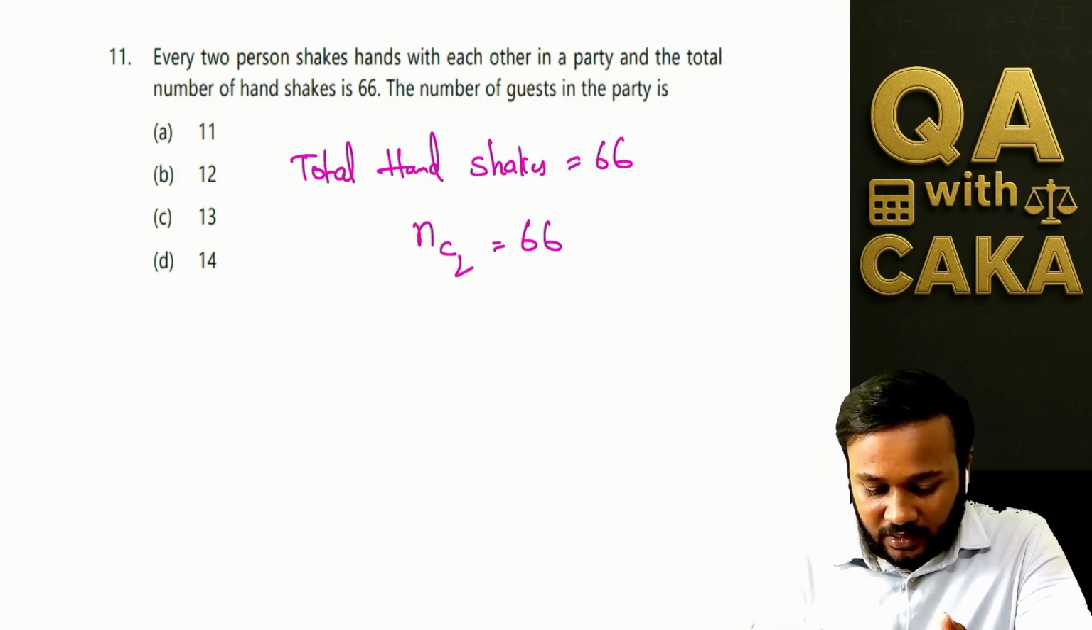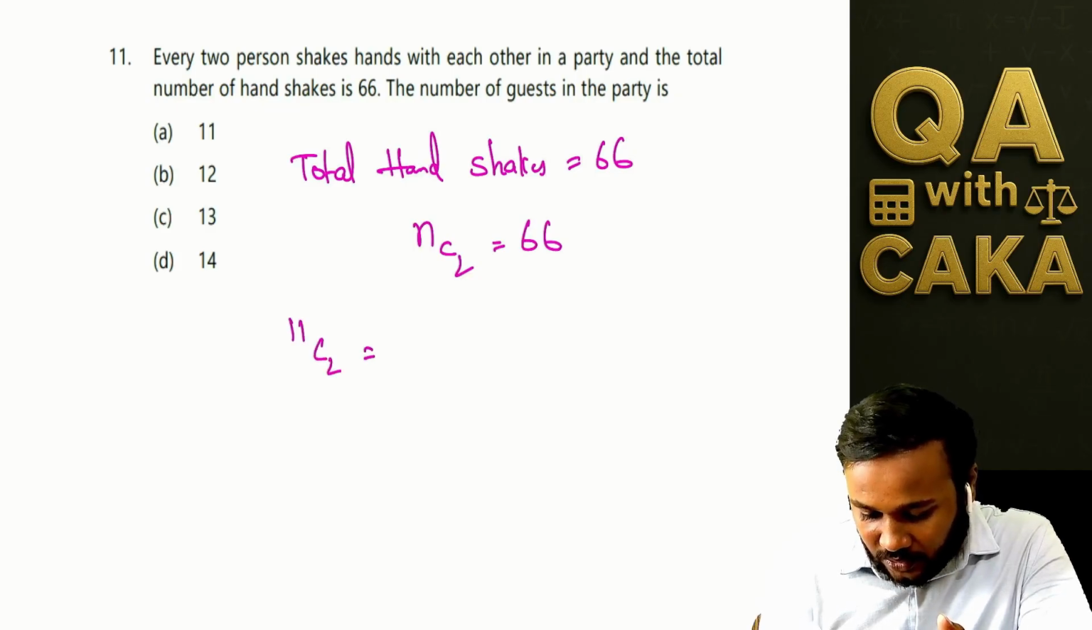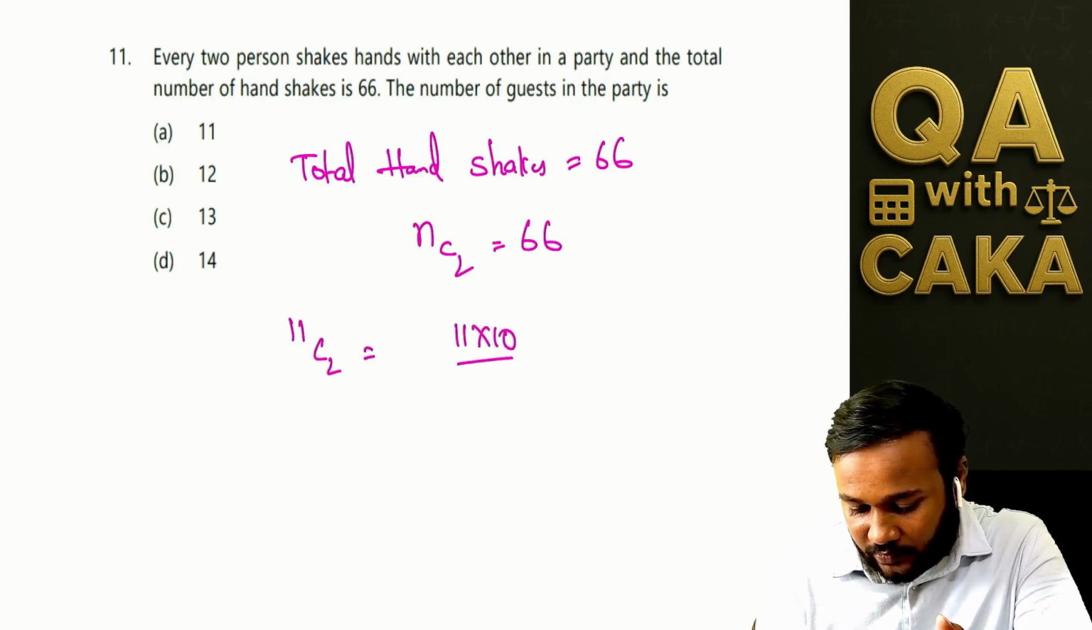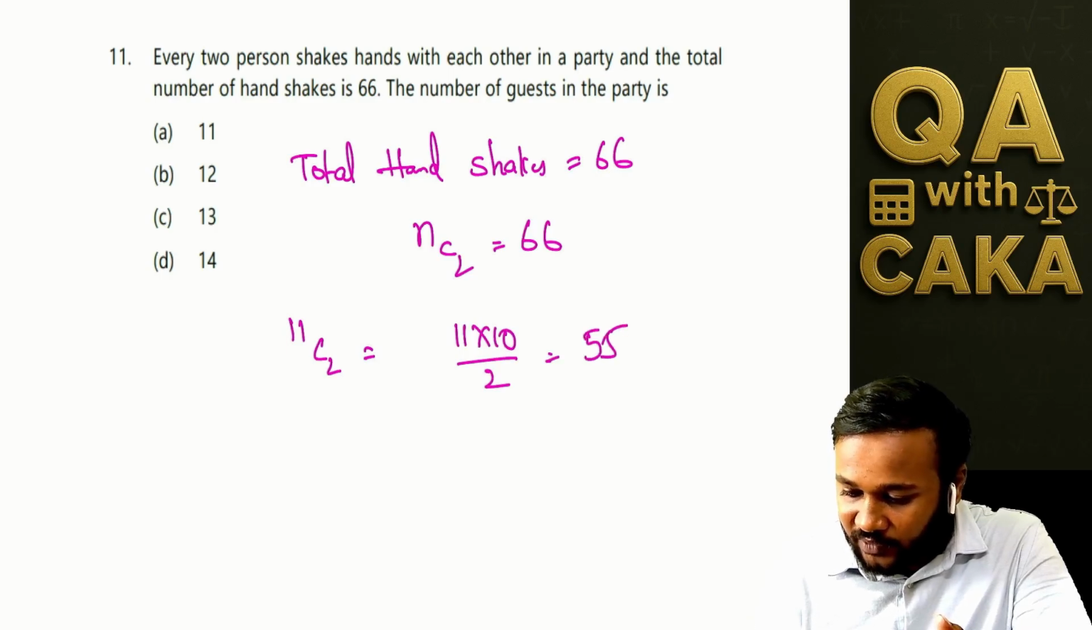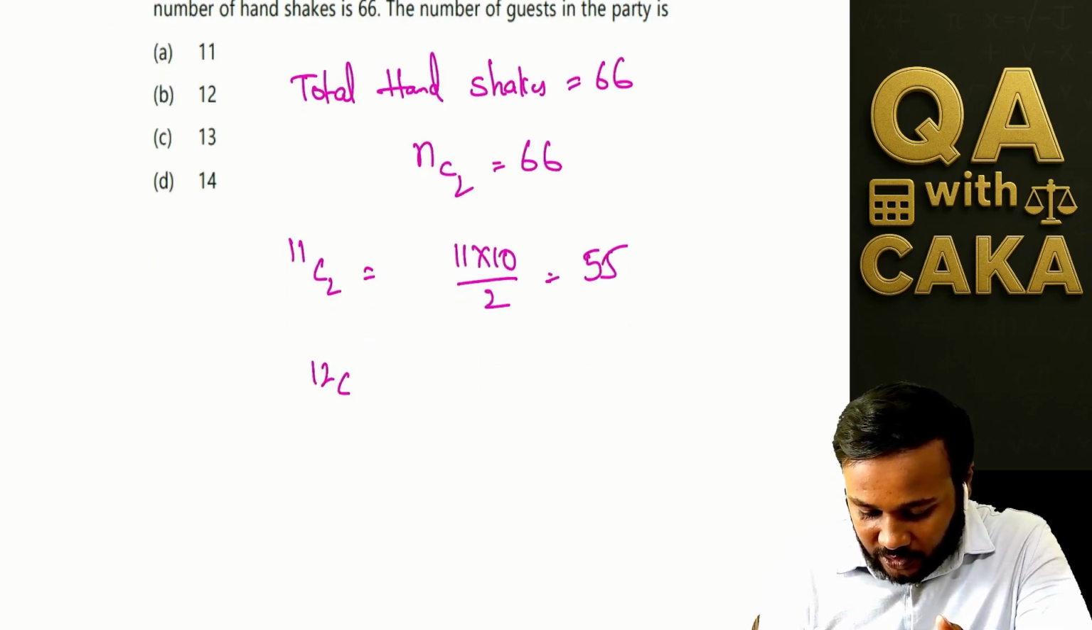Straight away substitute the given options. 11C2. Let's check what is 11C2. 11 into 10 divided by 2. This is 55. Let's check the option 12C2.